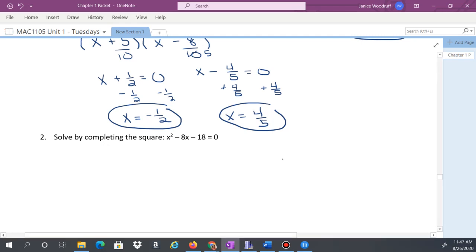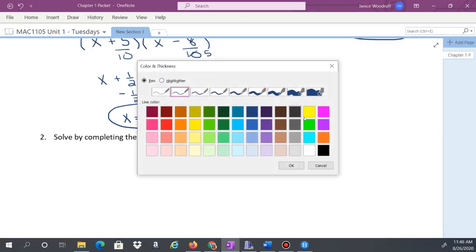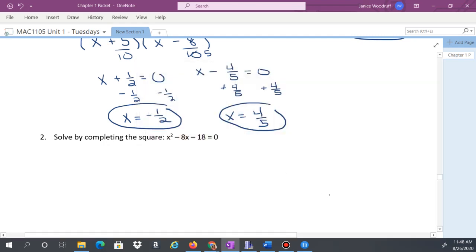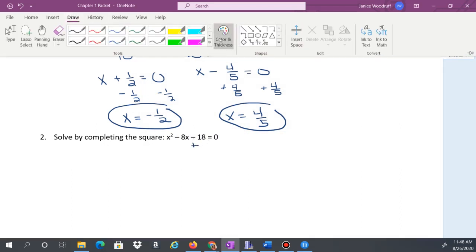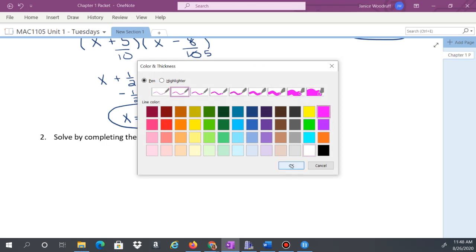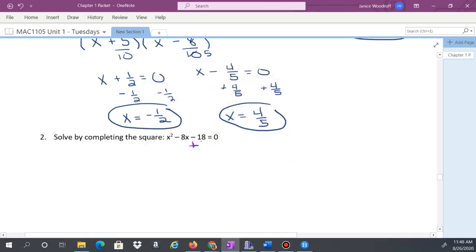All right, next one, we are completing the square. Okay. So let's isolate the constant, which is minus 18. I'm going to add 18 to both sides. That's going to give me x squared minus 8x, I'm going to leave a little bit of room, equals 18.